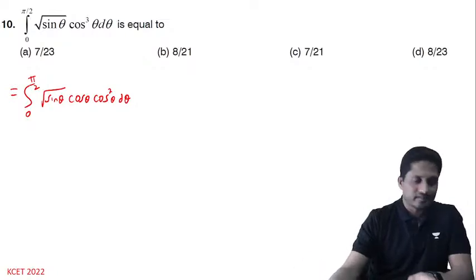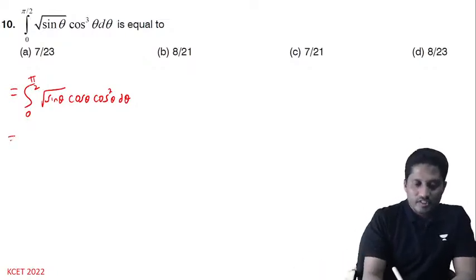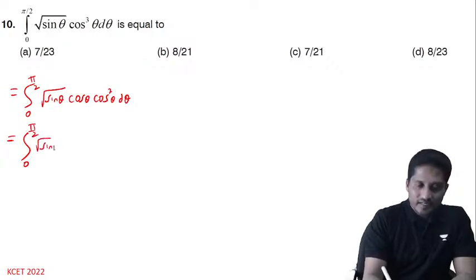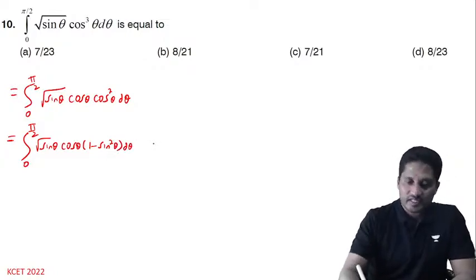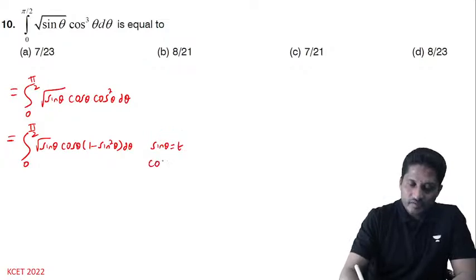Definitely, I will reply. So this is equal to the integral from 0 to pi by 2 of root sine theta, and then cos theta, and cos square can be written as 1 minus sine square. Now what I'll do is put sine theta equal to t. Differentiation of sine is cos, so you get cos theta d theta is equal to dt. Let's call this equation 1.